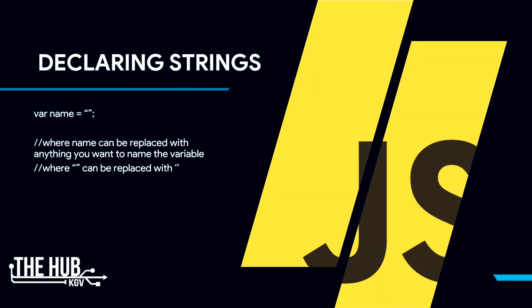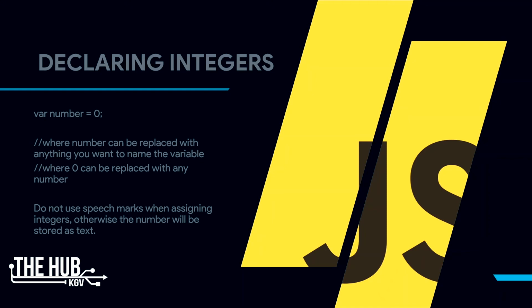JavaScript deals with data we talked about earlier in several ways. To assign a string to a variable, use name equals and place the string inside the double speech marks. The double speech marks can be replaced with a single speech mark too. Keeping that in mind, note that a string in JavaScript cannot contain the double or single speech mark characters, because then JavaScript will not know when the string starts or stops. Assigning an integer is easier.